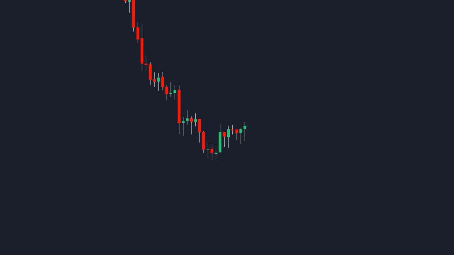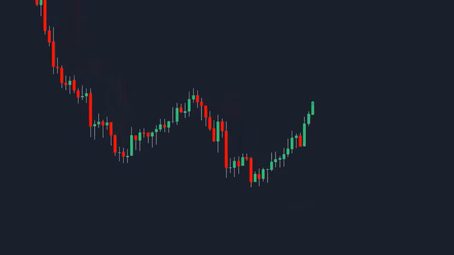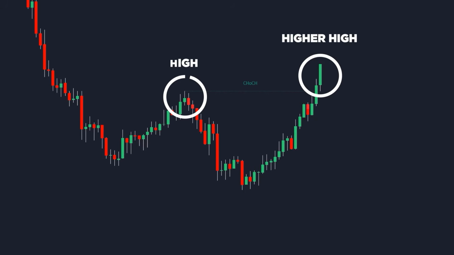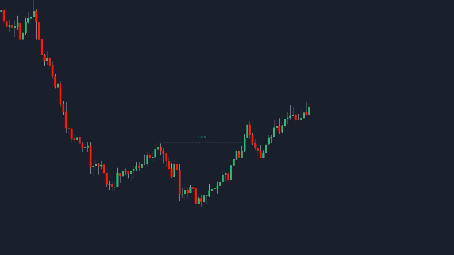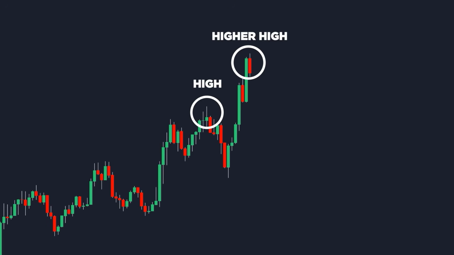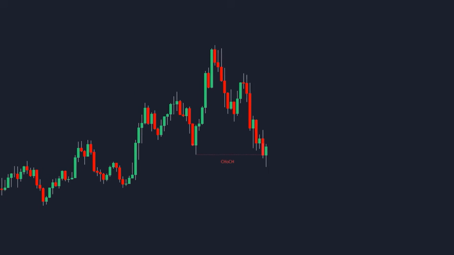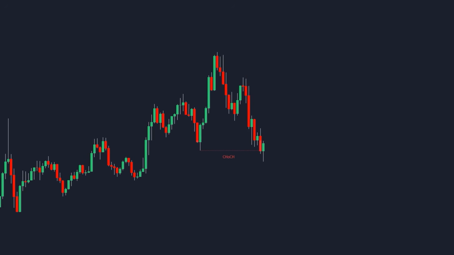In a downtrend, a bullish CHoCH forms when price creates a lower low, but instead of continuing lower, it breaks above the previous lower high, a sign that sellers are losing control and buyers are stepping in. In an uptrend, a bearish CHoCH forms when price creates a higher high but then reverses, breaking below the previous higher low. The CHoCH tells you the trend might reverse soon, like a warning light for your trades.